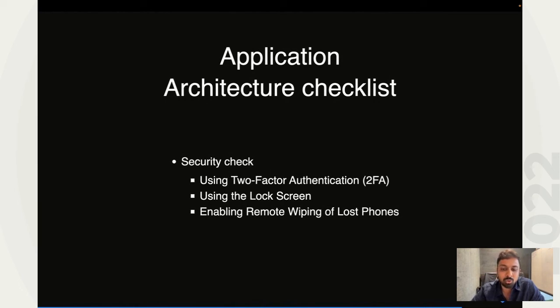Second is that we should use the in-built capability of the operating system. For example, whenever we are building a phone application, a mobile app, we should make sure that we are using the face ID lock or the pin code or the fingerprint lock, right, which are pre-built in the operating system itself, right?